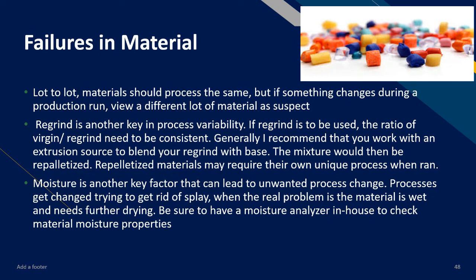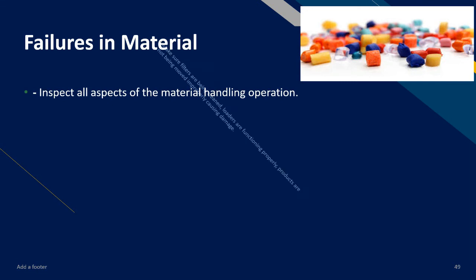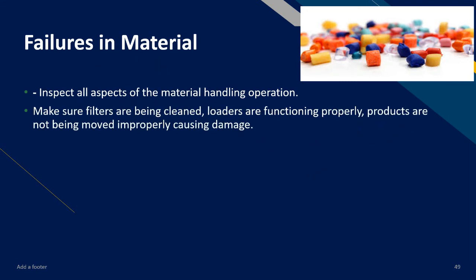Moisture can be another key factor that can lead to unwanted process change. Processes get changed trying to get rid of splay when the real problem is the material is wet and needs further drying. Be sure to have a moisture analyzer in-house to check material moisture properties. You also want to inspect all aspects of the material handling operation. Make sure filters are being cleaned, loaders are functioning properly, and products are not being moved improperly, causing damage.